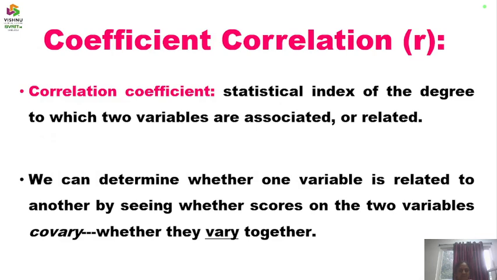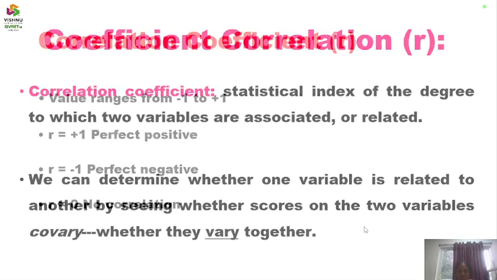Especially, we are not focusing on correlation itself, we are taking the correlation coefficient, which is represented by r, right? So the correlation coefficient is nothing but a statistical index of the degree to which two variables are associated or related. We can determine whether one variable is related to another by seeing whether scores on the two variables covary, whether they vary together.